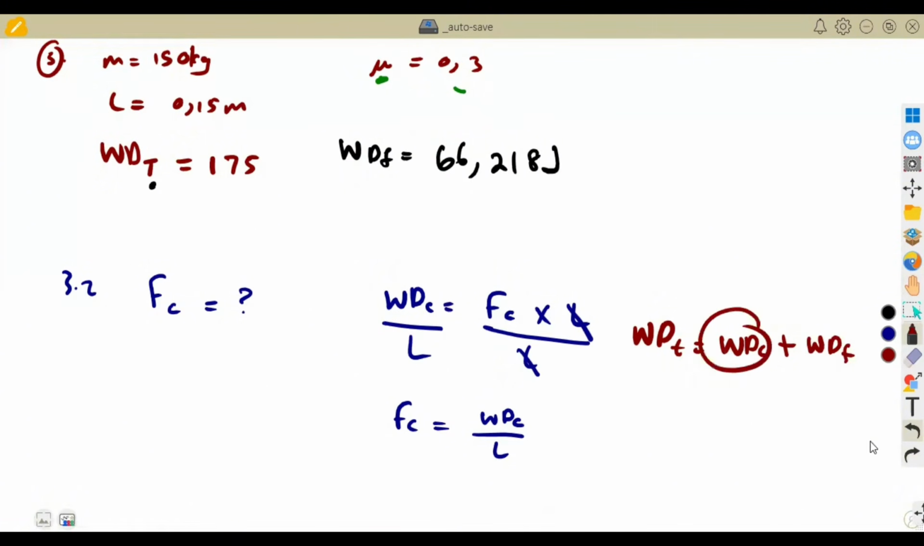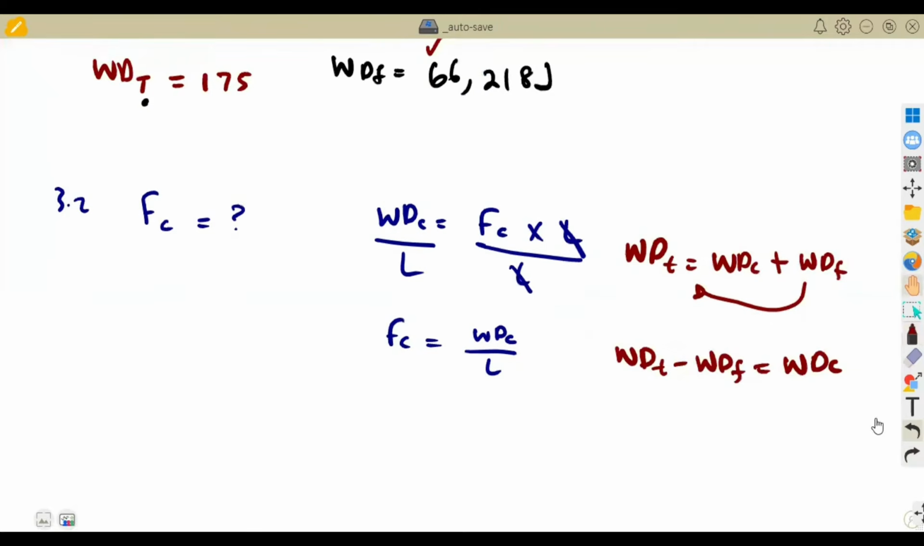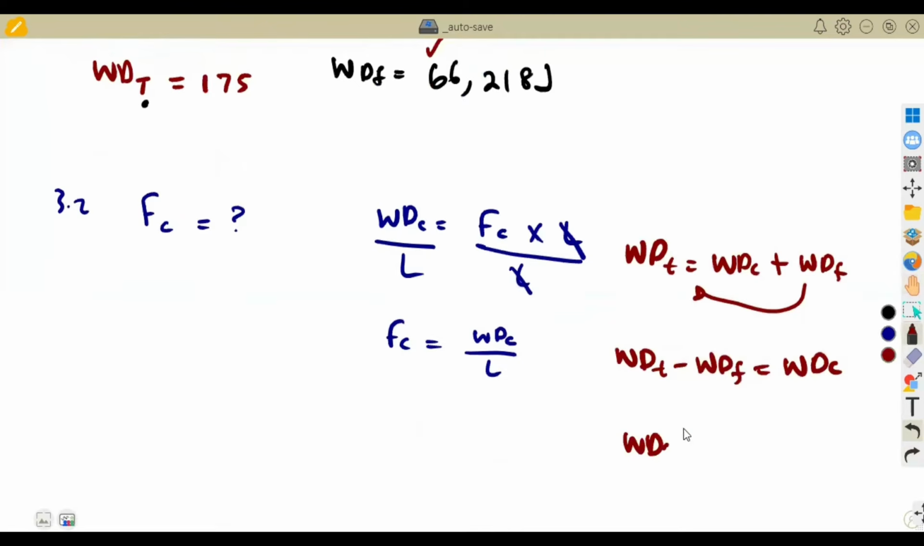So we need this so that we'll be able to calculate the cutting force. So what are we going to simply do? Transpose this, because we calculated this before. Our work done total minus the work done to overcome friction is the work done cutting. So just substitute your values. Our work done cutting is equal to the work done total, which is 175, minus the one to overcome friction, 66.218. That gives us the difference of 108,782 joules. So this is our work done cutting.